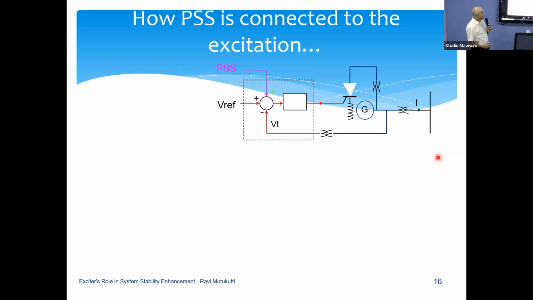So what we do is we add this PSS, we are modulating into the summing junction to make sure that the damping torque happens.